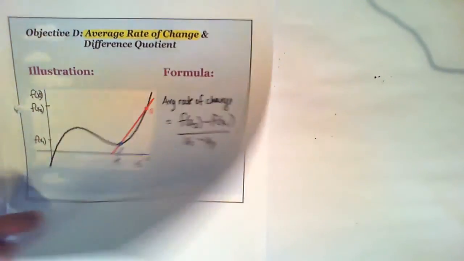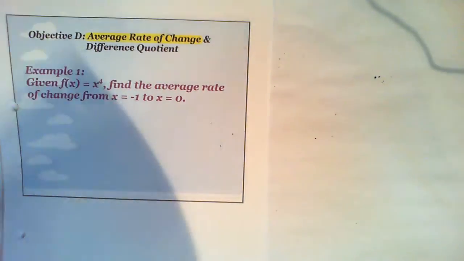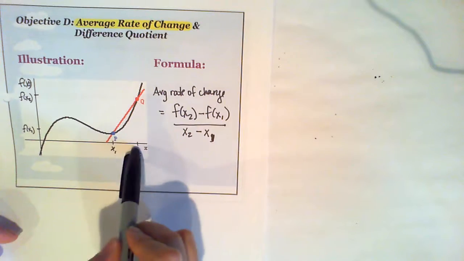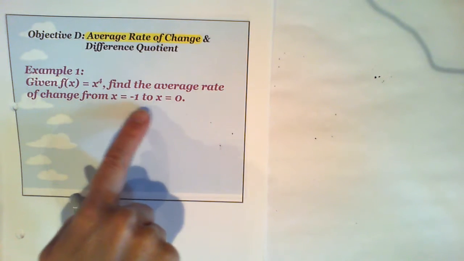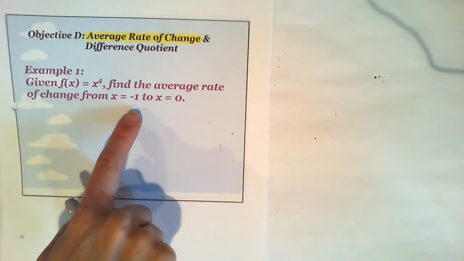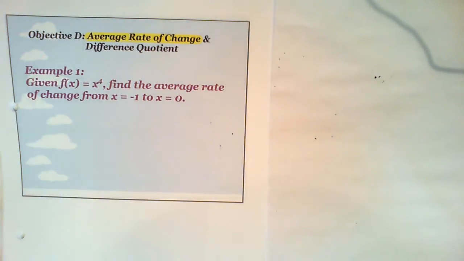So let's do an example. If I was given the function f of x equals x to the fourth, and we wanted to find the average rate of change, we're going to be given an interval. So we're going to be told our x1 and our x2. Like this one was just a generic P and Q, but we're going to be told that our x1 really is -1 and our x2 is 0. So that's our interval. We're going from -1 to 0, and what we're calculating is the slope. How much did it change from that beginning part of the interval to the latter part of the interval?